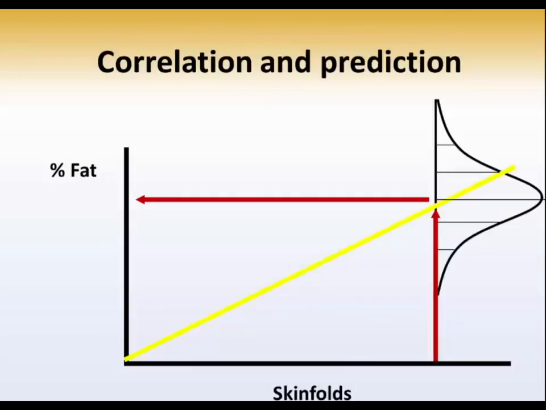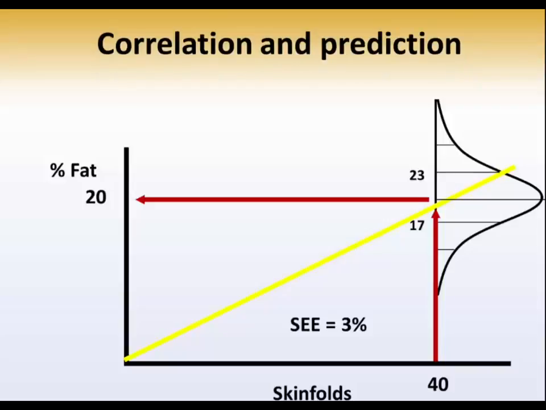Let's illustrate that here. Here we have the correlation between skin folds and percent fat. We have the regression line or prediction line represented in yellow. We have a prediction for a given person on x, and that value is then predicted on y. But notice there's variability around the predicted value. And notice we have overlaid a normal distribution with standard deviations. Those standard deviations, in this case, are standard errors of prediction.